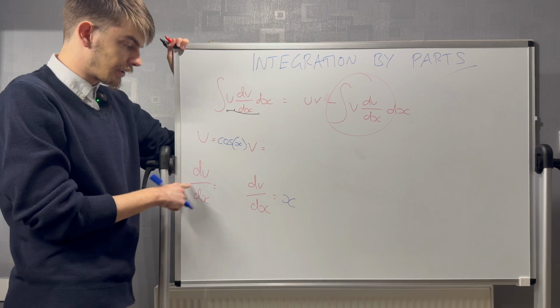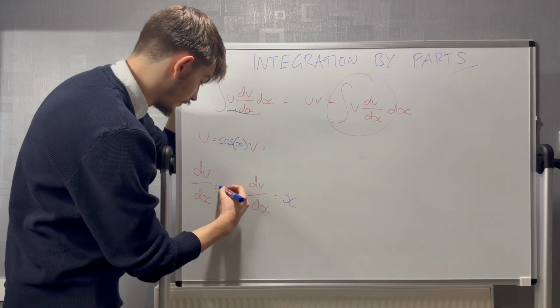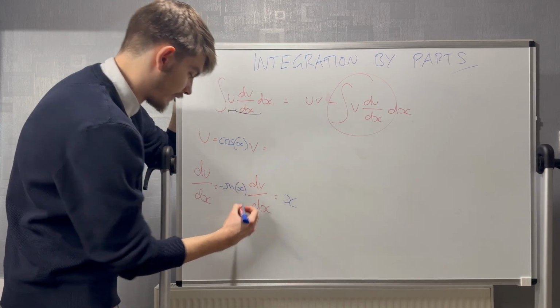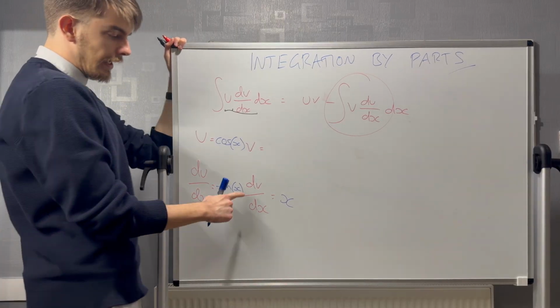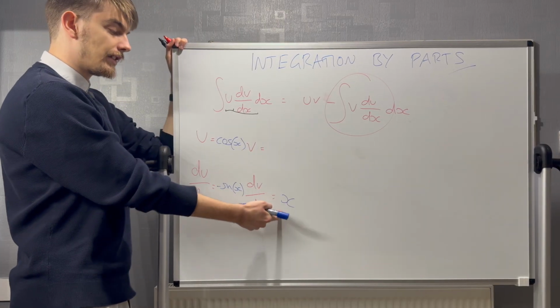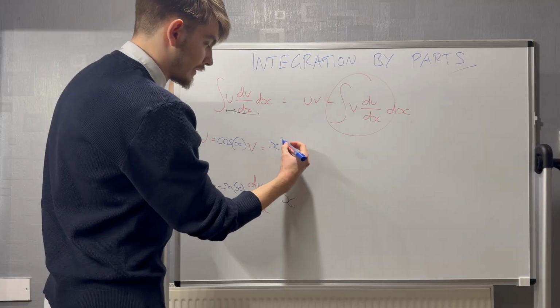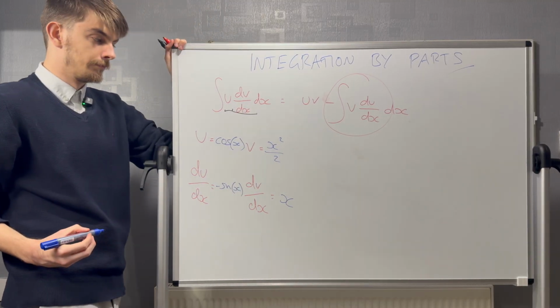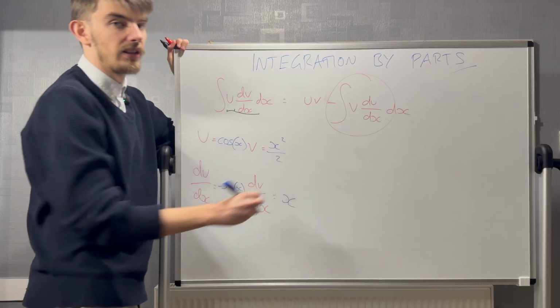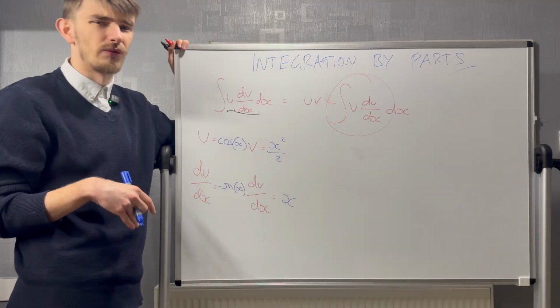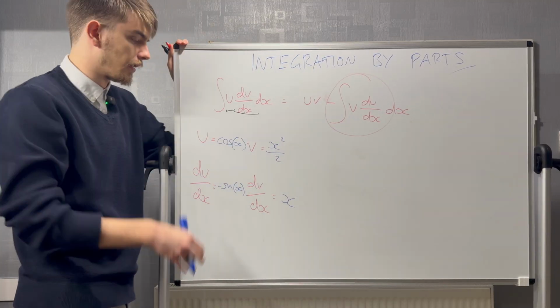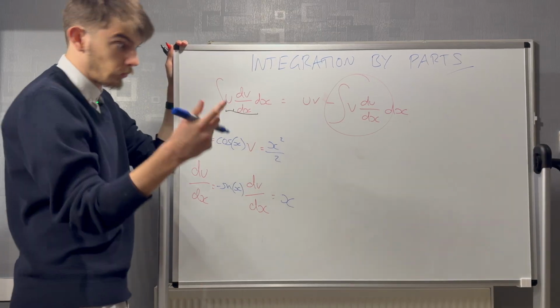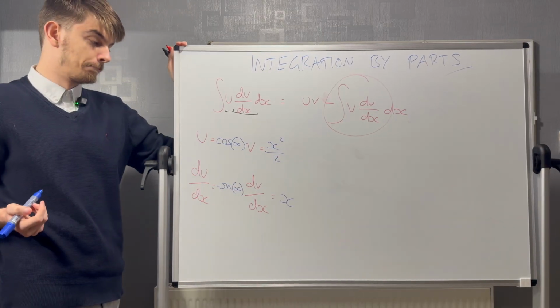So du by dx, well, cos differentiates into negative sine. I don't know how many times I'm saying that in this video. And dv by dx is x, so v is the integral of that, well, the integral of x is x squared over 2. And yes, you could technically put a plus c in here, but it doesn't really matter. The plus c's will even out at the end, so I wouldn't worry too much about that. But if you want to be thorough, yes, there should be a plus c here.